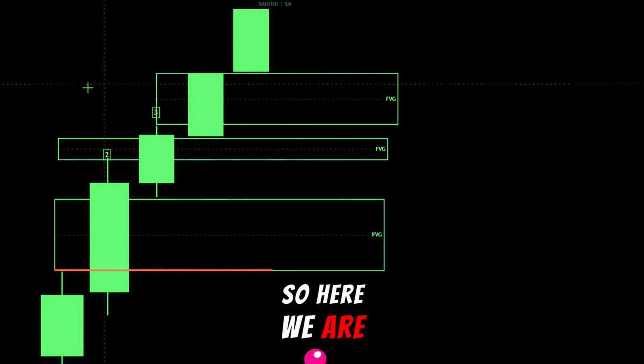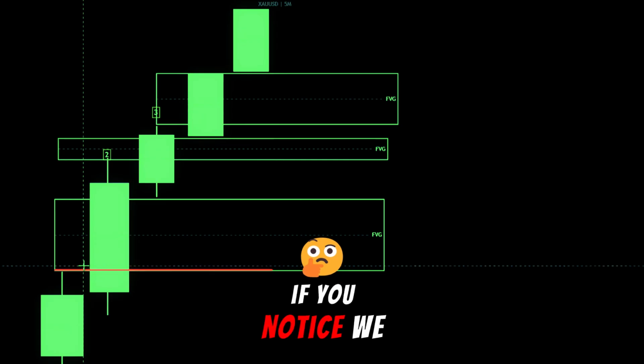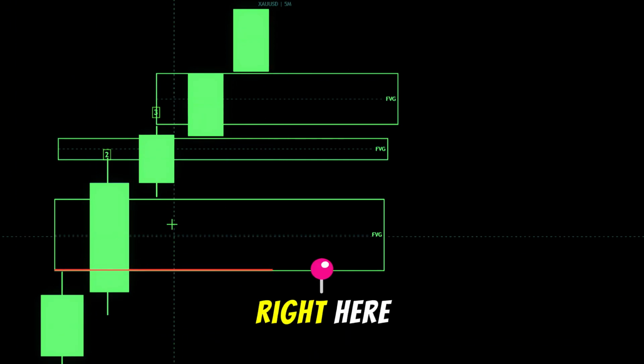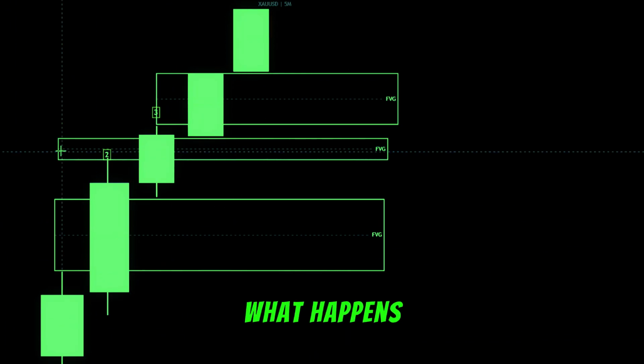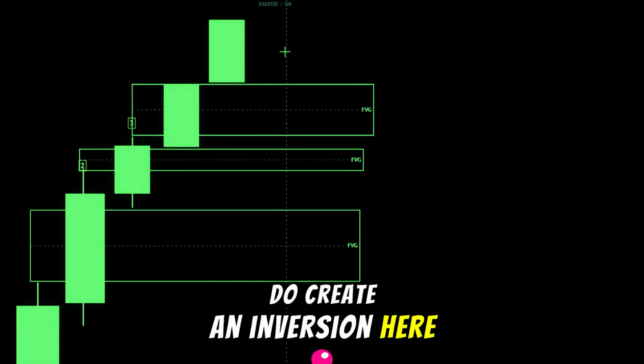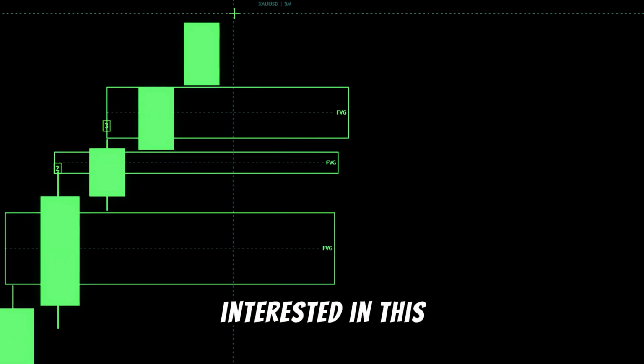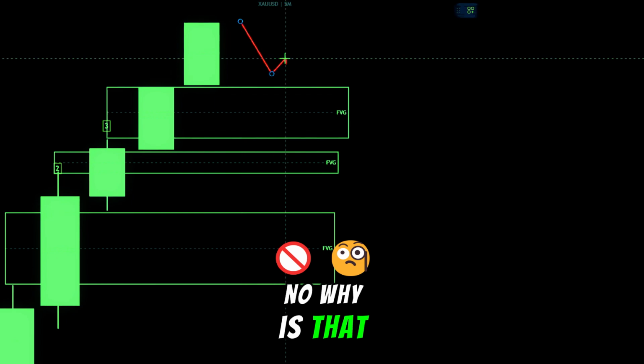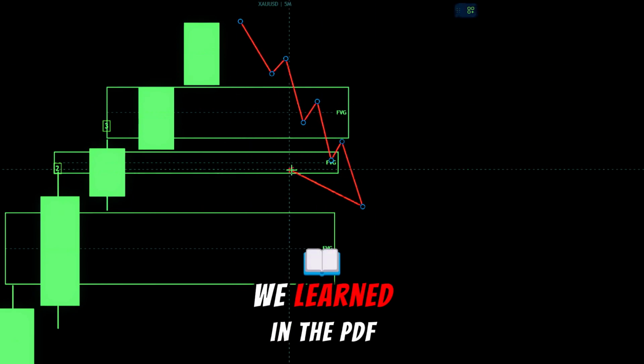So here we are in our first example. If you notice, we have a fair value gap right here. So let's see what happens. You can see we do create an inversion here. So are we interested in this? No. Why is that? Well, we need to go back to what we learned in the PDF.